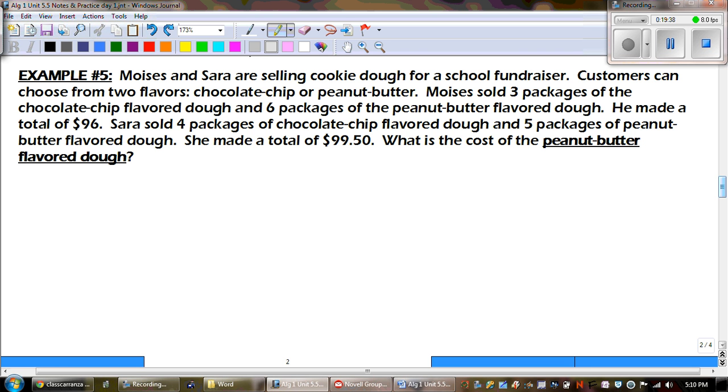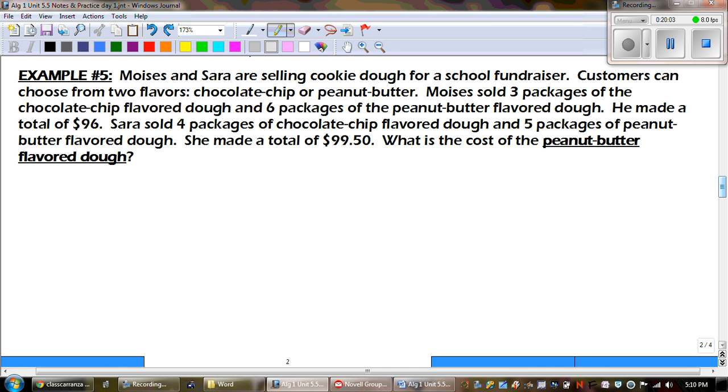Moses and Sarah are selling cookie dough for a school fundraiser. Customers can choose from two flavors. Two flavors. That sounds like X and Y to me. Chocolate chip or peanut butter. Moses sold three packages of the chocolate chip flavored dough and six packages of the peanut butter flavored dough. He made a total of $96. So there's all your information for the first one.